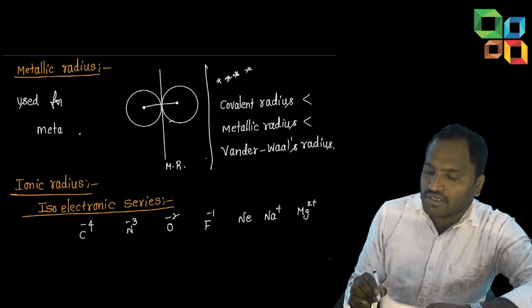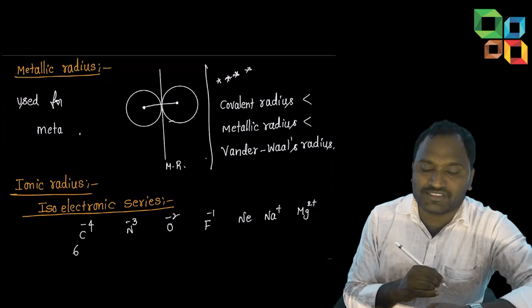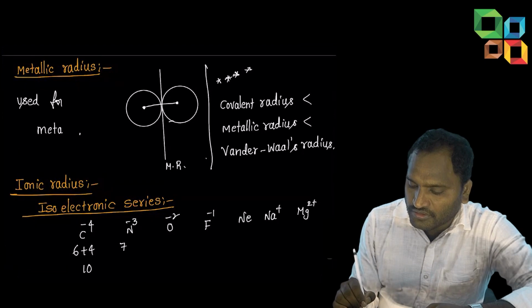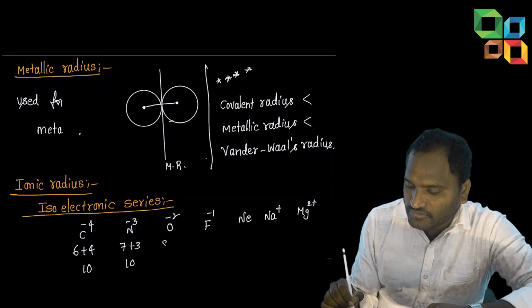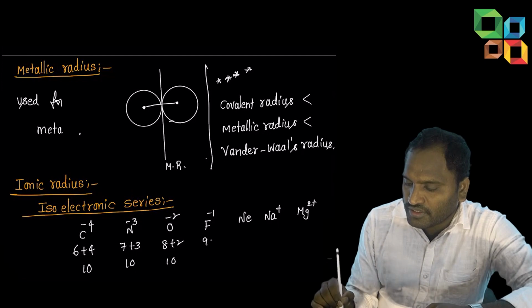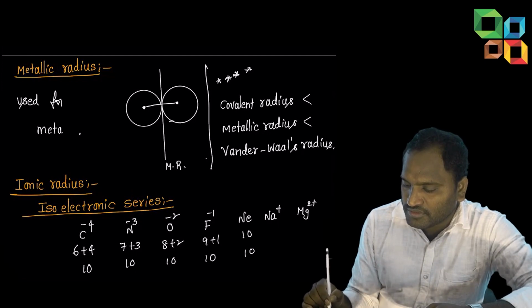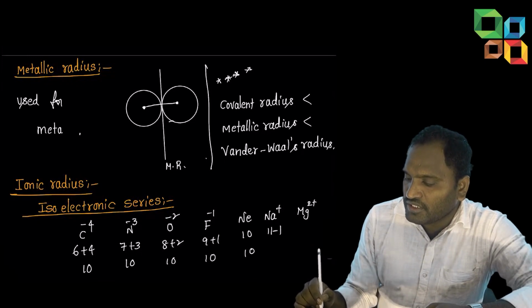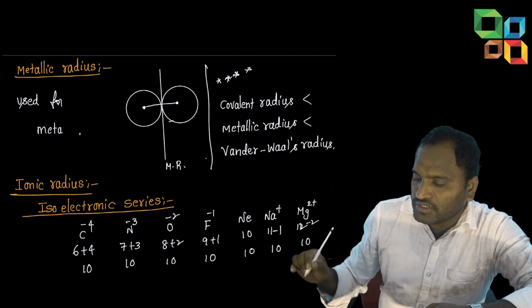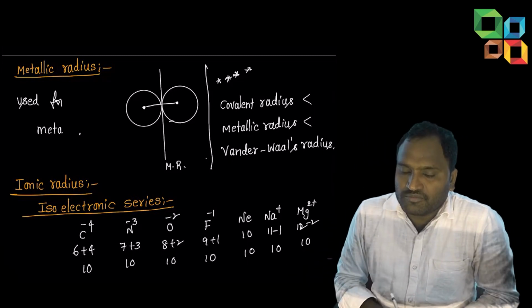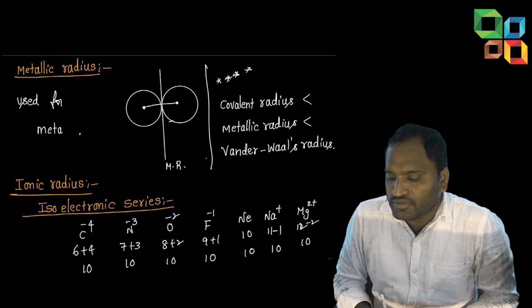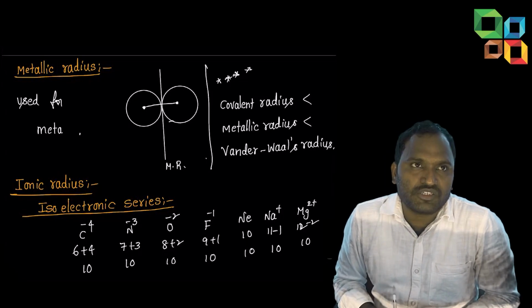As the number of protons increases and the number of shells remains the same, the effective nuclear charge on valence electrons will be more. So they pull electrons towards themselves, and the size of the atom gradually decreases. In a period, the number of shells remains the same. As atomic number increases, the force of attraction on valence electrons increases, so atomic radius decreases.